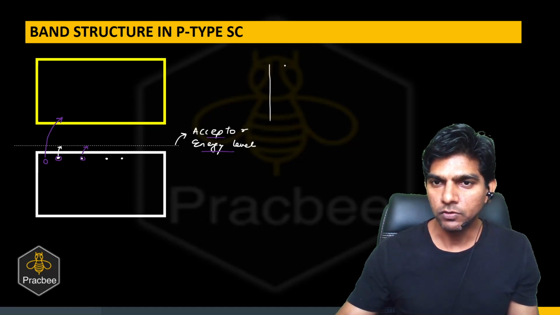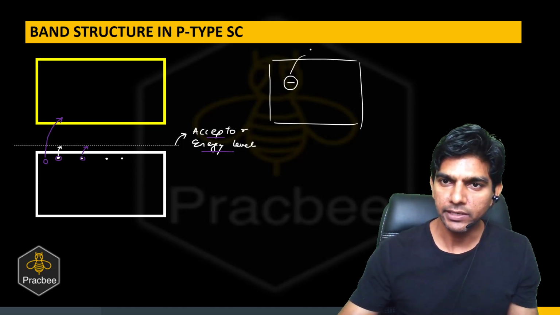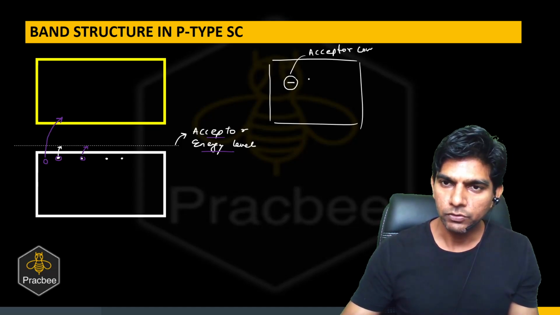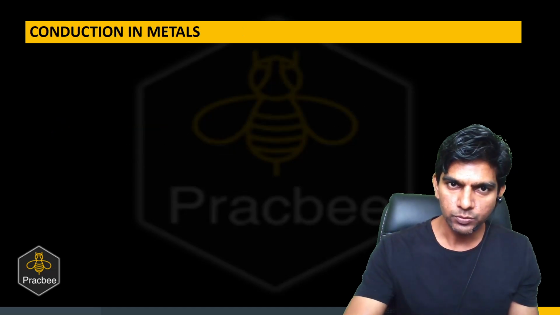There is one more way to show p-type semiconductor, where we show an acceptor core. So this will be the acceptor core, and I can also show a hole. This is the hole. I hope the band structure is clear to you. Now let us move to the next session.